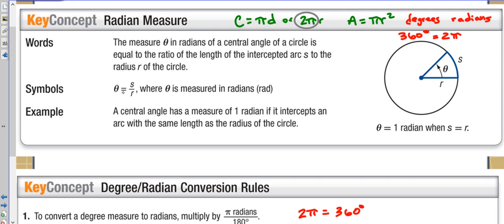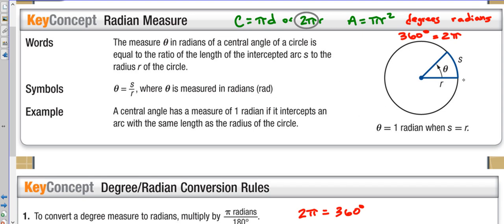Now, how we find radian measure: if we wanted to find this arc length, they give us a formula. Theta equals S over R, where S is the arc length. So if we want to know the angle, you take the S and divide it by the R. That'll give you the angle. And we get 1 radian when the S and the R are equal to each other.